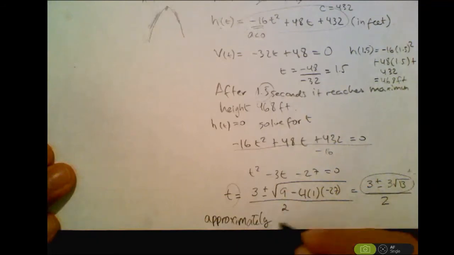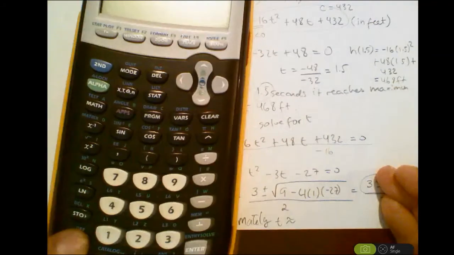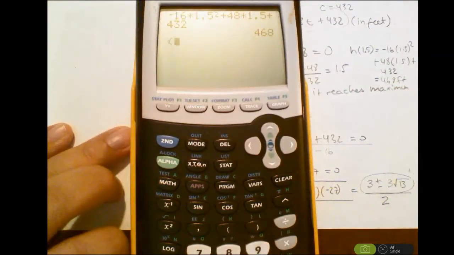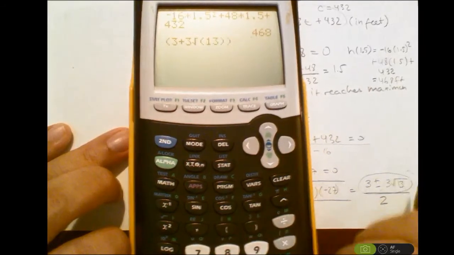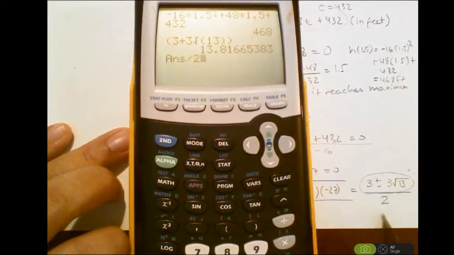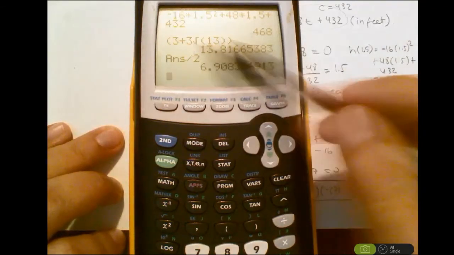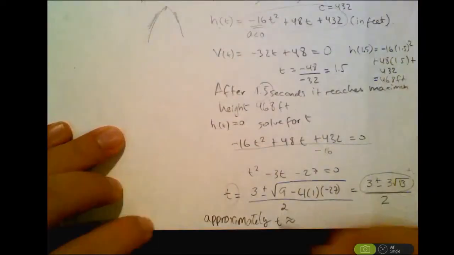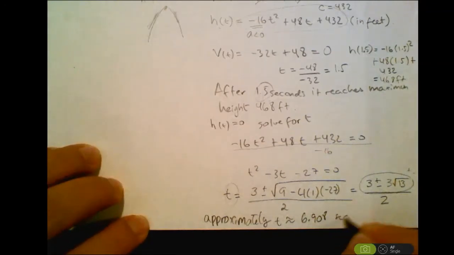So approximately, 3 decimals is fine. Now when you're dividing by 2, please make sure that you put parentheses. You want to do 3 plus 3 rad 13, close that, and then divide by 2. Because if you only put it at the end, you will only be dividing the second summand by 2. So that's about 6.908 seconds. And that's all.